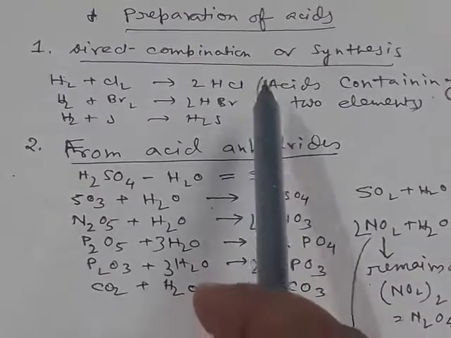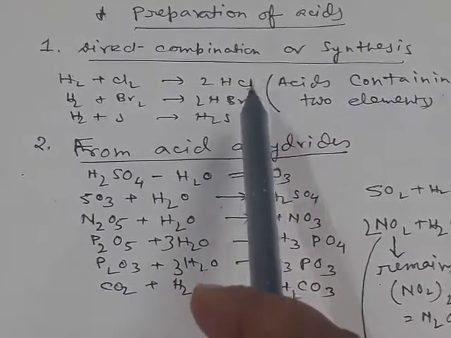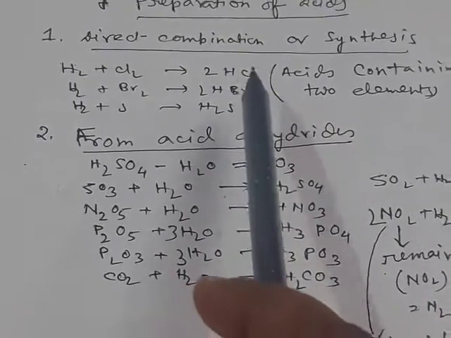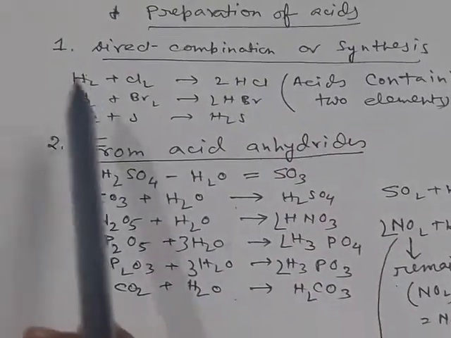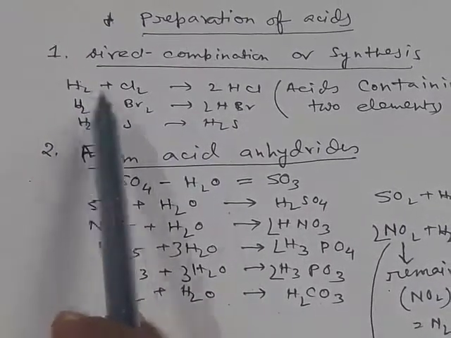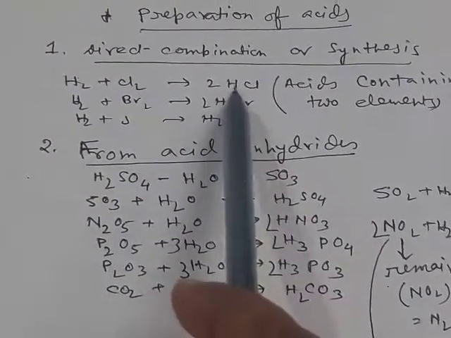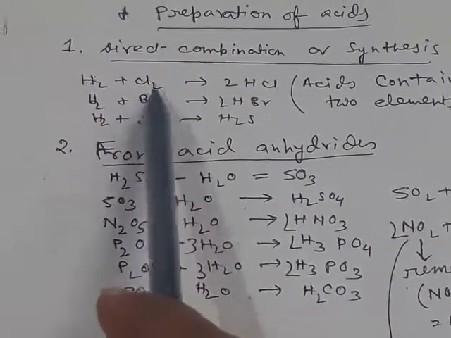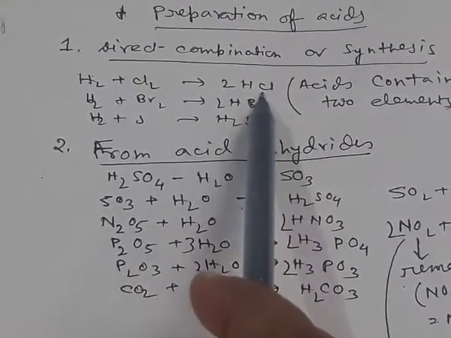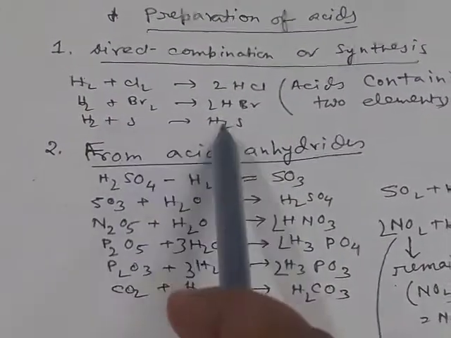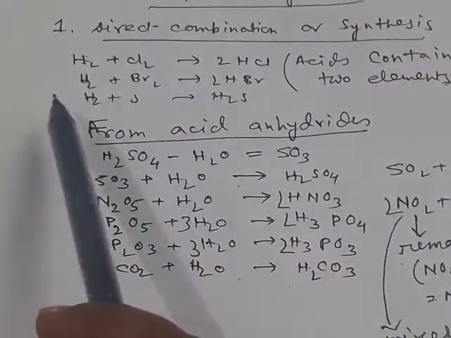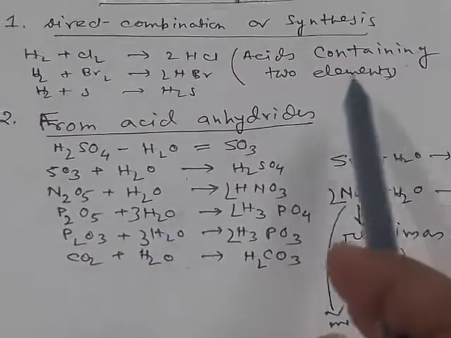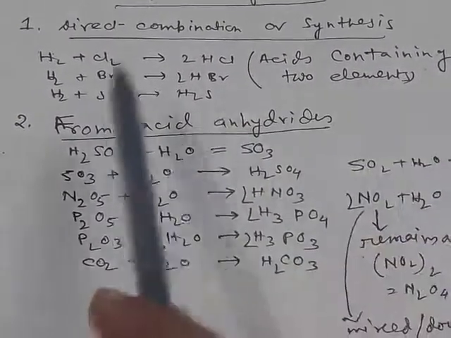The acids which contain one hydrogen atom and another element, that is, there are two elements present in the acid, can be prepared from direct combination of hydrogen and the other element. For example, for the preparation of HCl, hydrogen and chlorine are used. They combine with each other to form HCl. Similarly, hydrogen and bromine combine to form HBr. Hydrogen reacts with sulfur to form H2S. Acids containing two elements can be prepared by this method.